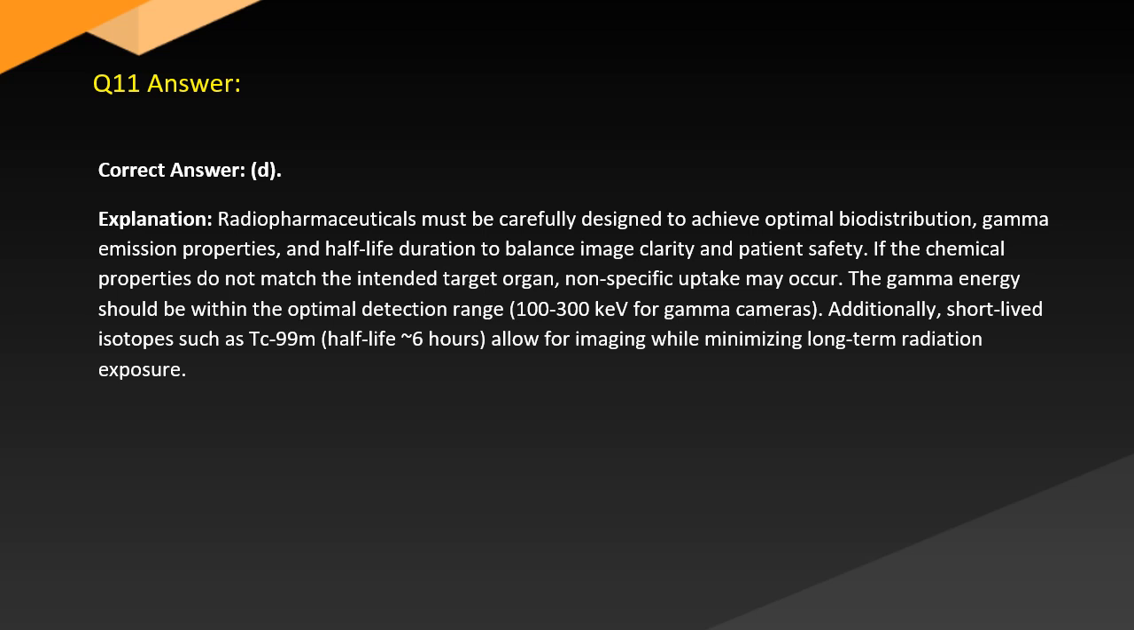D. Explanation. Radiopharmaceuticals must be carefully designed to achieve optimal biodistribution, gamma emission properties, and half-life duration to balance image clarity and patient safety. If the chemical properties do not match the intended target organ, non-specific uptake may occur. The gamma energy should be within the optimal detection range, 100-300 keV for gamma cameras. Additionally, short-lived isotopes such as Tc-99m, half-life 6 hours, allow for imaging while minimizing long-term radiation exposure.